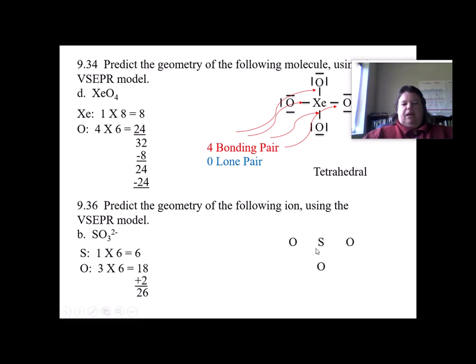I put around my bonds. When I draw 3 bonds, I use up 6 electrons. I was running out of room, so I had to go right. That gives me 20, sorry. Then I count in my outside atoms: 2, 4, 6, 8, 10, 12, 14, 16, 18. So I do 18, that gives me 2 more. So it goes on the center atom to be like that.